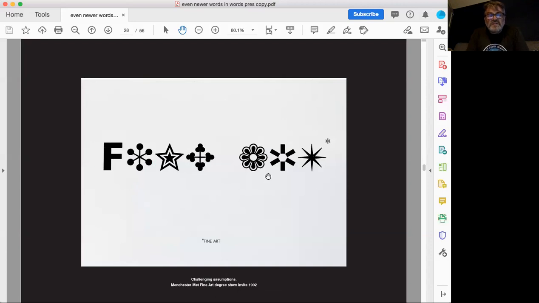This is a fantastic piece of work, a D&AD silver by Marcus from the Chase, about 1993, I think, something like that, 92, it says at the bottom there. Yeah. This was Manchester Fine Art Degree show.